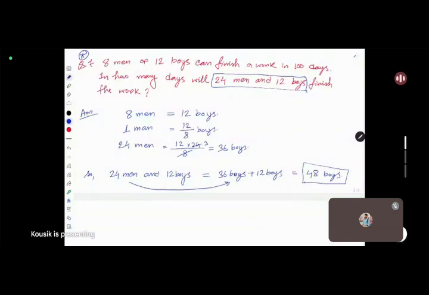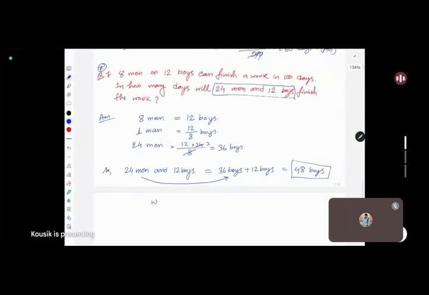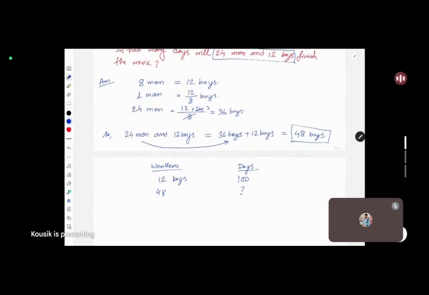Now we start the unitary method. The workers and days. So the workers will be either 8 men or 12 boys. So hence we converted to boys, we consider here boys. 12 boys complete the work in 100 days. So 48 boys complete the work in how many days? If you convert to men, then you should write the problem for the men.